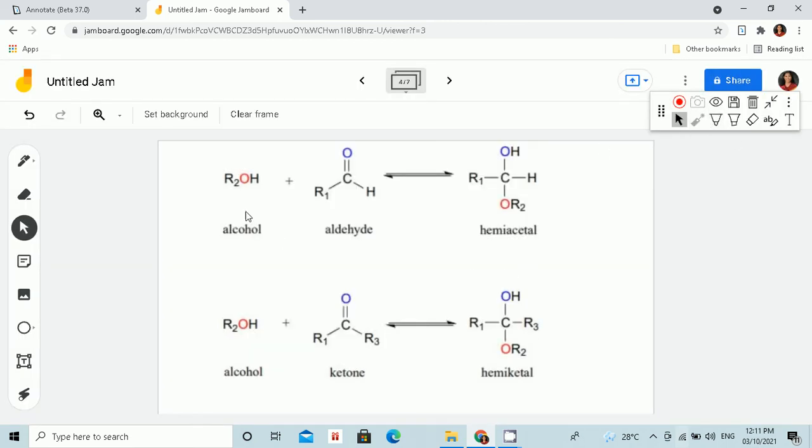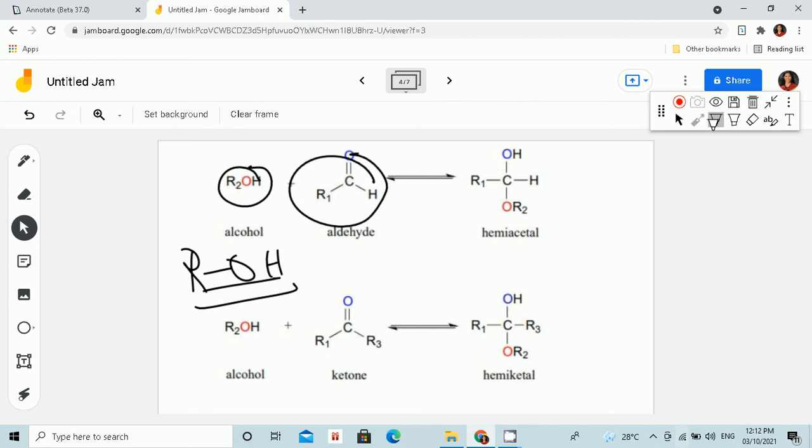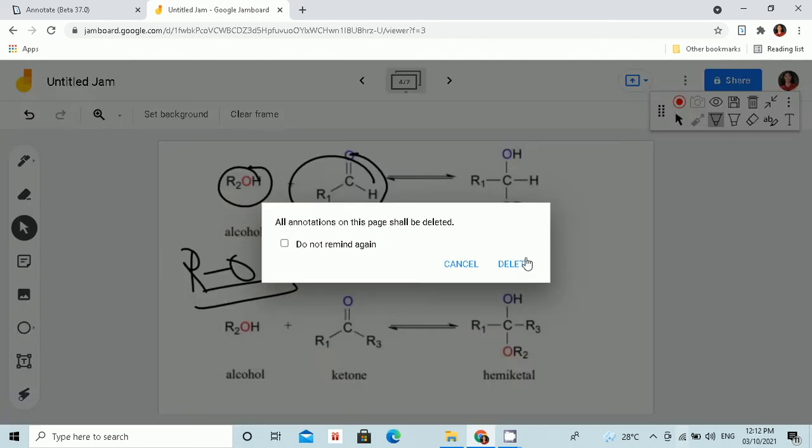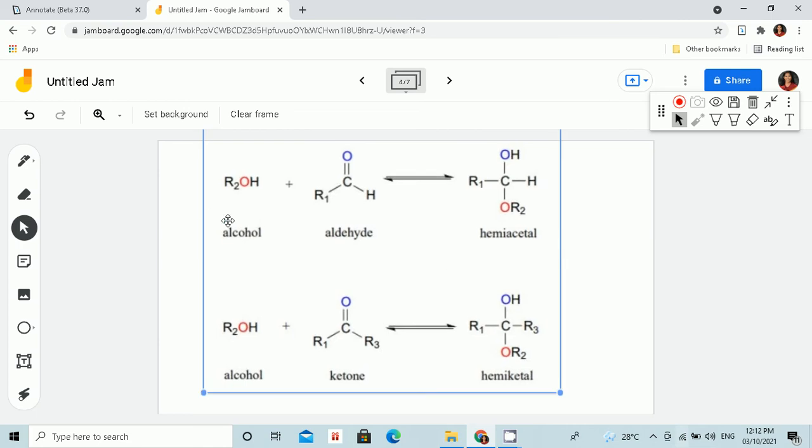All right, so as you can see, this is our alcohol. Okay, an alcohol is when we have an R and then it has an OH. That's an alcohol: methanol, ethanol, butanol, propanol, alcohols. Then we have our aldehydes. You know much about aldehydes, and when an alcohol attacks an aldehyde, class, it forms hemiacetals. As you can see, in the formation of hemiacetals, all single bonds. And then we have an alcohol here.